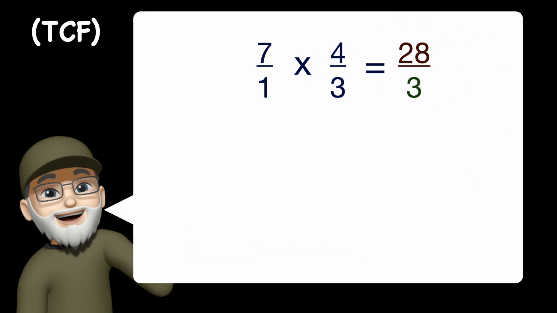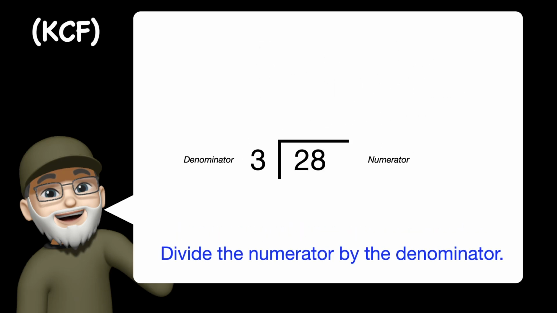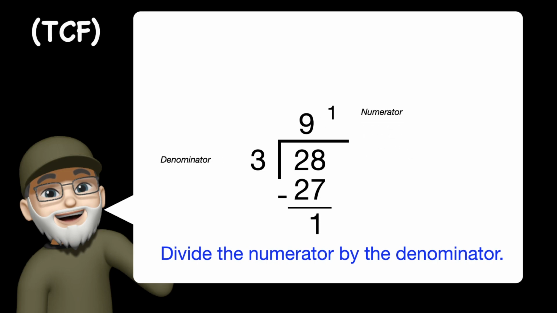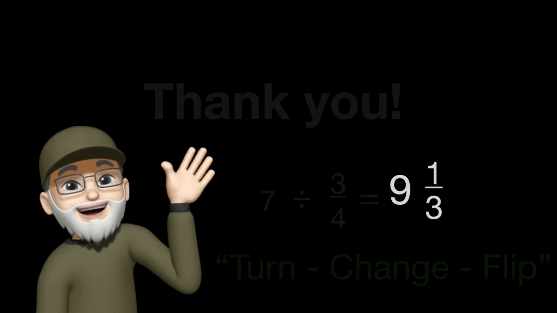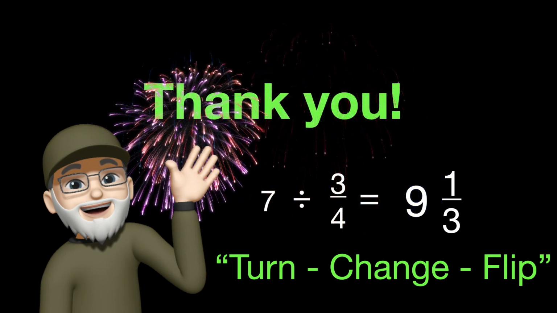That is an improper fraction, and for some problems you may need to rewrite it as a mixed number. We're going to do that right now. To do that, we divide the numerator by the denominator. If you use your long division skills, you will get an answer of 9 with a remainder of 1. We write the remainder as a fraction of 1 over 3 for a final answer of 9 1/3 using our turn, change, and flip strategy.